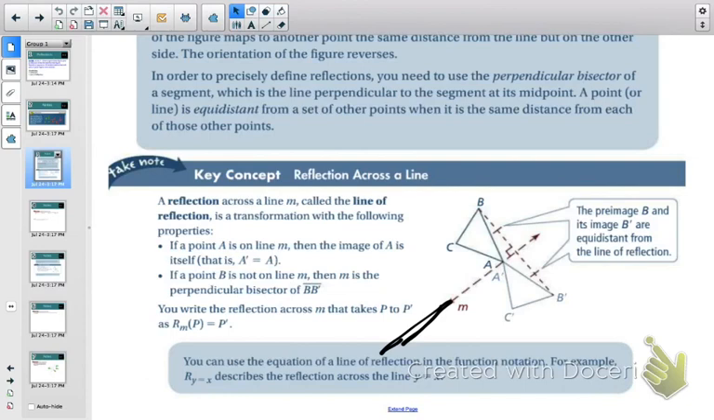If a point B is not on the line, are you making a video?